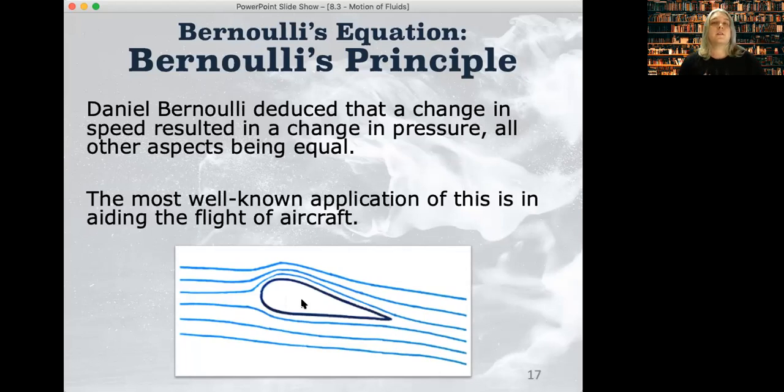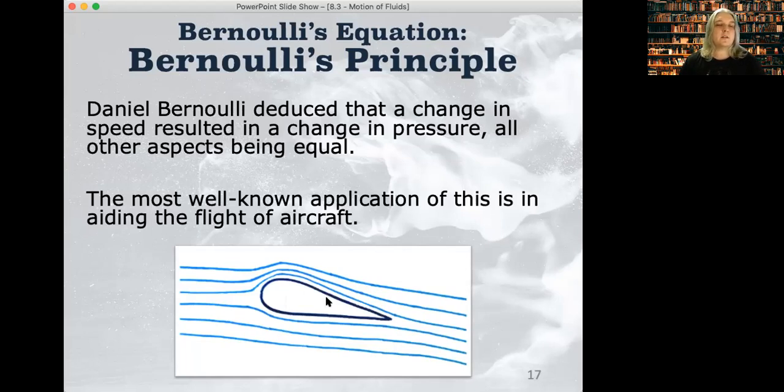Do note that this is not the only force helping keep airplanes up in the air. That is not the only thing. It is a well-known application of it, and it is certainly valid. It does work, but there is more going on with airplanes.